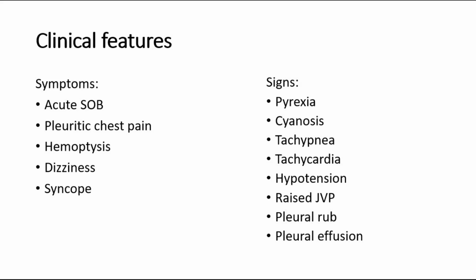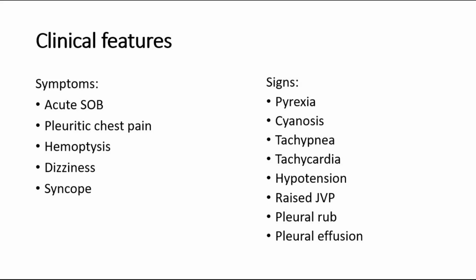For the symptoms, the patient will complain of acute shortness of breath, where they felt breathless, pleuritic chest pain, hemoptysis, where they cough out blood from the lung, dizziness, and also syncope. So when the patient presents with these symptoms, we have to ask about the risk factors of pulmonary embolism that I have mentioned just now, and also ask whether they have any past personal history or family history of thromboembolism.